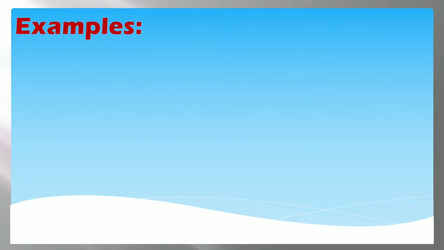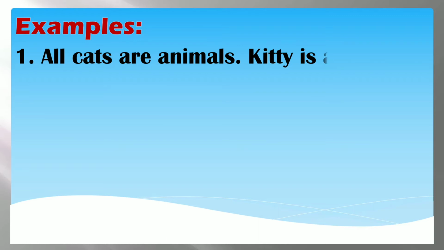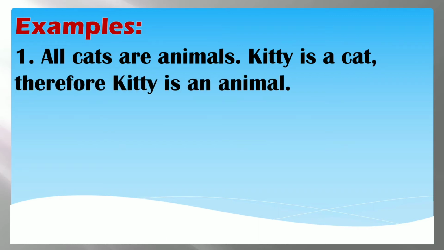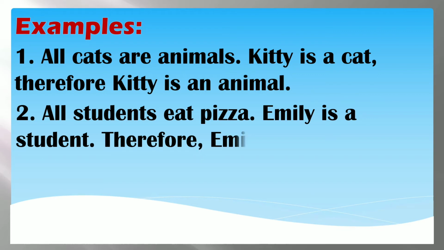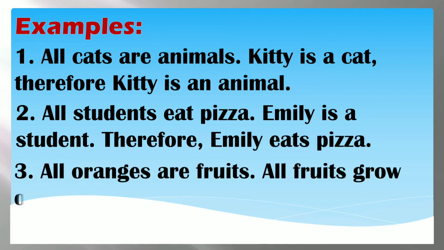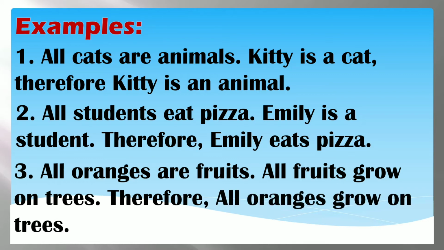So, let's have an example. Number one. All cats are animals. Kitty is a cat. Therefore, kitty is an animal. Number two. All students eat pizza. Emily is a student. Therefore, Emily eats pizza. And number three. All oranges are fruits. All fruits grow on trees. Therefore, all oranges grow on trees. So, pag sinabi natin deductive reasoning, general to specific.